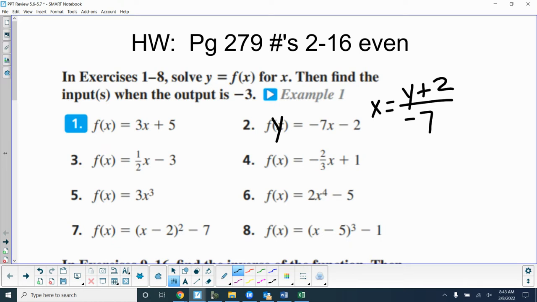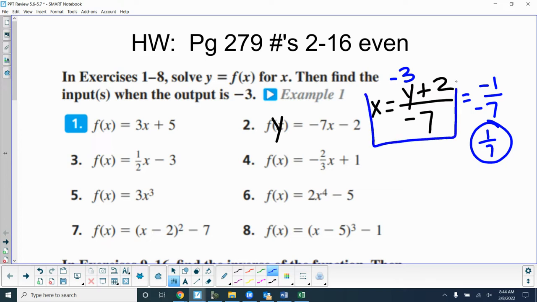Okay? It says then put -3 in place of what? The y, right? So we put a -3 here. -3 plus 2 is -1. Divided by -7 is positive 1/7. That's number 2, both of these answers. Okay? That's what it asks you to do.